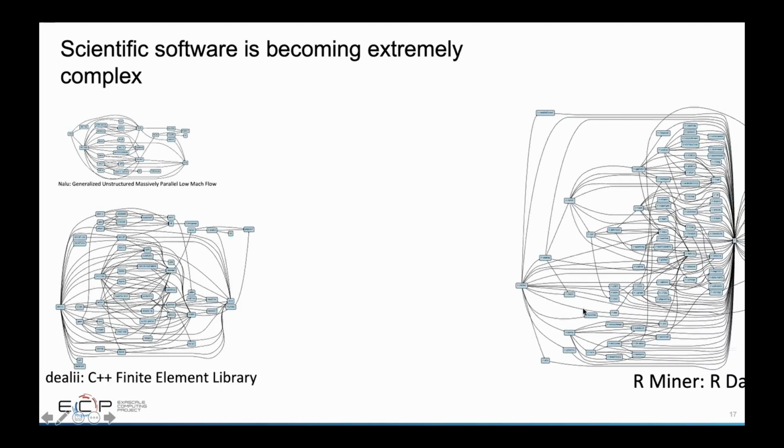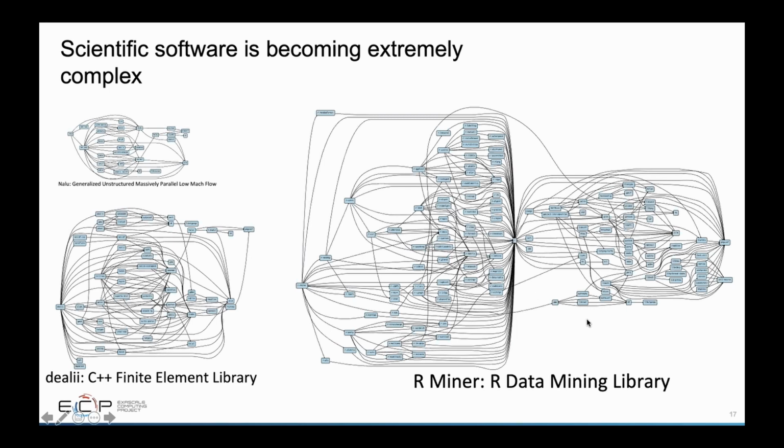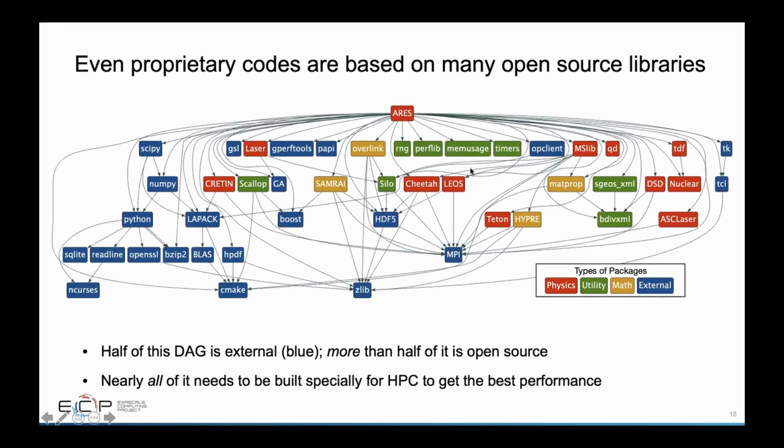Here is another graph for RMiner, an R data mining library. And so you get the idea that our software is getting more and more complex. Now, even proprietary codes are often based on many open source libraries. And here you see that half of this directed acyclic graph is blue, and more than half of it is open source packages. All of these packages are open source, and nearly all of it needs to be built specifically for HPC to get the best performance.